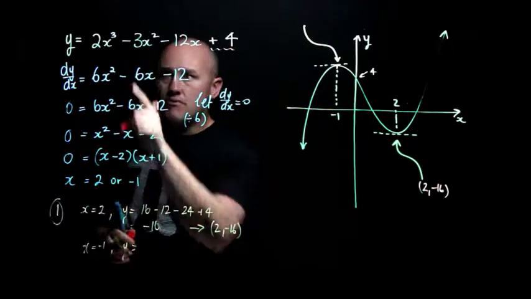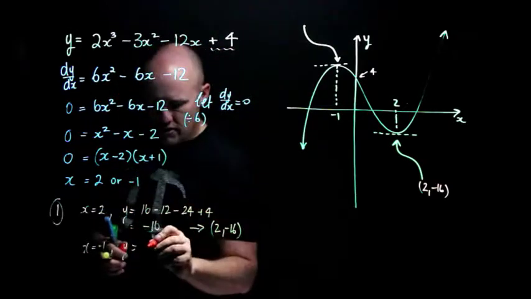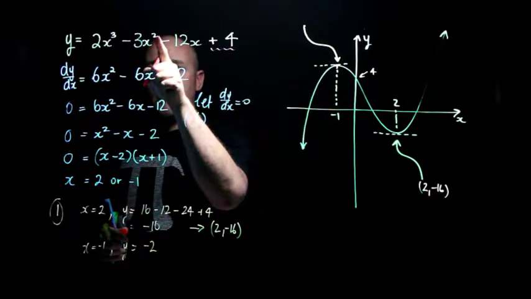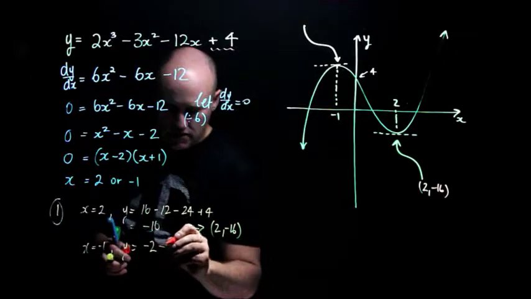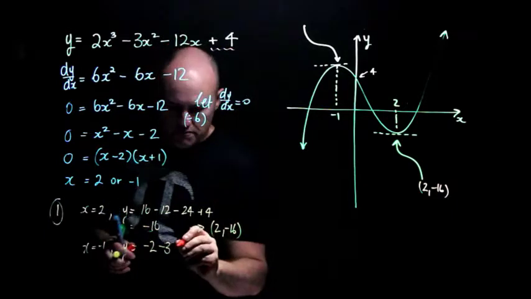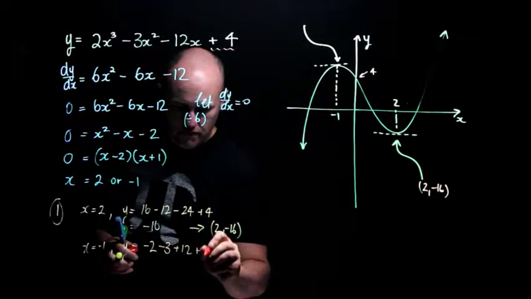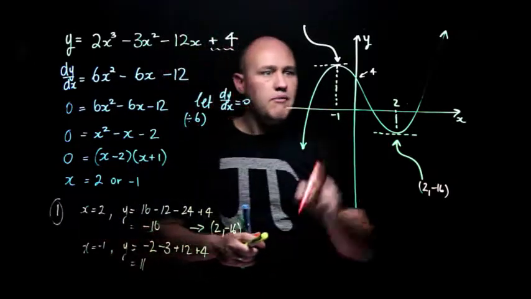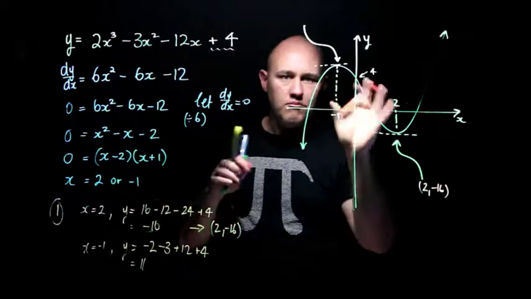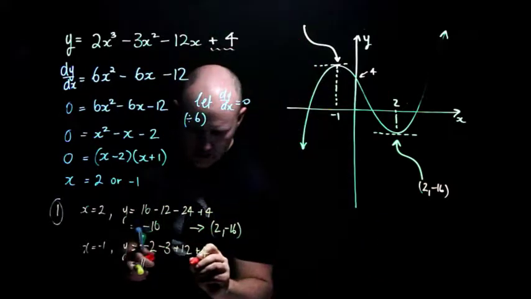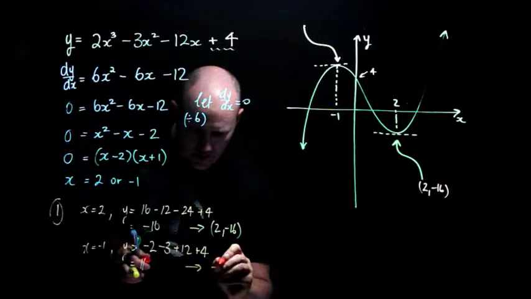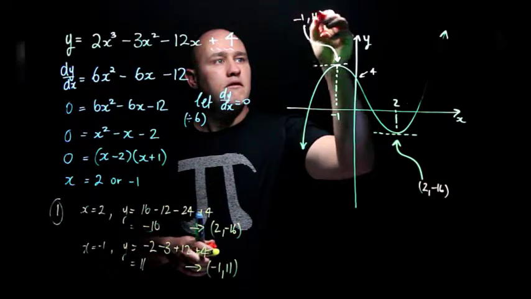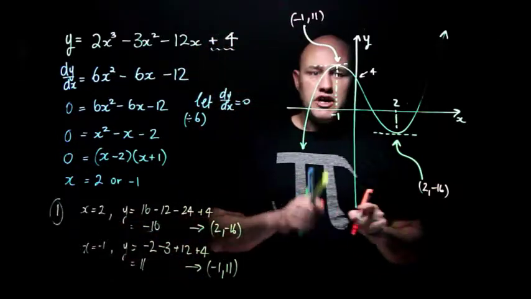So I've got 2 times negative 1 cubed is negative 1, so that gives me negative 2. Negative 1 squared is 1, so negative 3. Negative 12 times negative 1 is positive 12. And then plus 4. And so that gives me 11. So it may be a little bit higher than I was expecting, but like I said, my graph is not perfectly accurate. This leads to this coordinate, (negative 1, 11), and so I can put that up here. So there's my two stationary points.